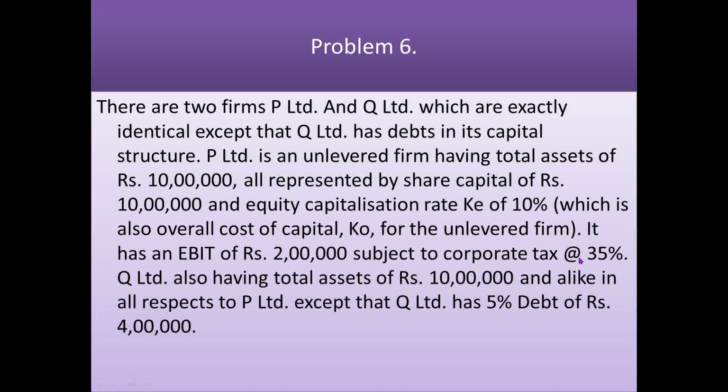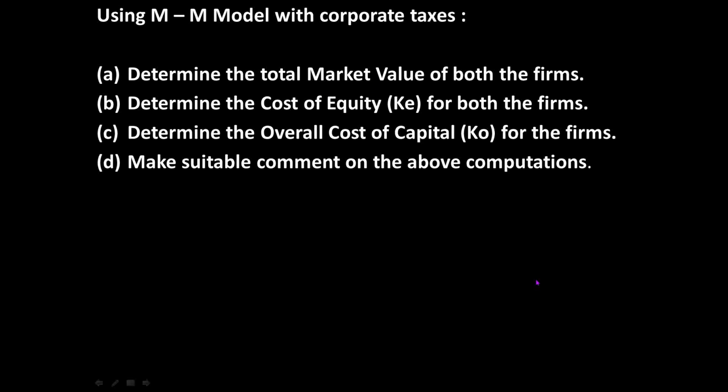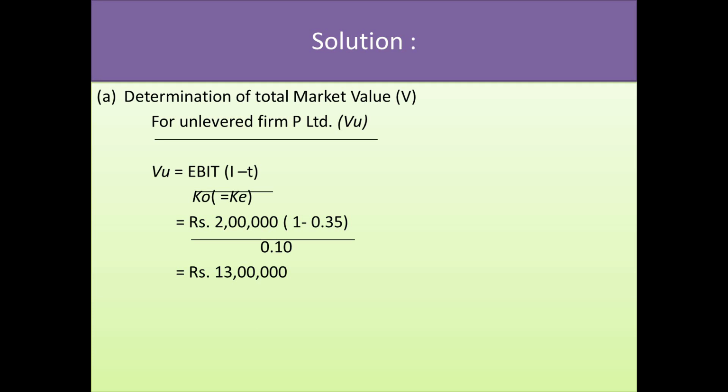Q Limited also has total asset of 10 lakh, but it has 5% debt of 4 lakh. That means equity is 6 lakh. There are two firms, P and Q. P is the unlevered firm, Q is the levered firm. Then using the model, determine the total market value of both the firms, determine the cost of equity for both the firms, and determine the overall cost of the firms. Make suitable comments.